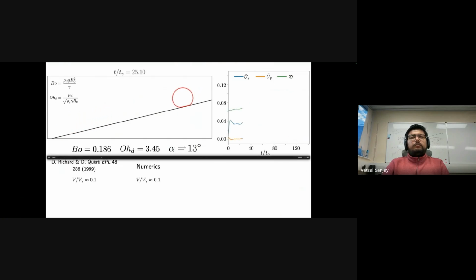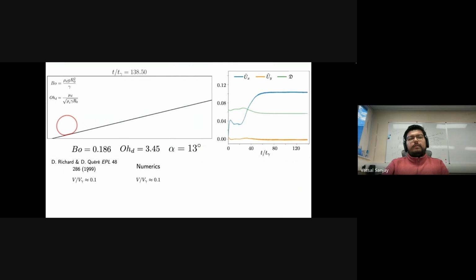And these values are not out of thin air. In fact, we do this simulation because this is exactly the case that was studied by Richard and Quéré in one of the experiments, where they get a velocity in the dimensionless units of 0.1. Here, v gamma is the inertial capillary velocity scale. That is the same velocity scale we are also using in the simulations. And so both these cases give you a value of 0.1.